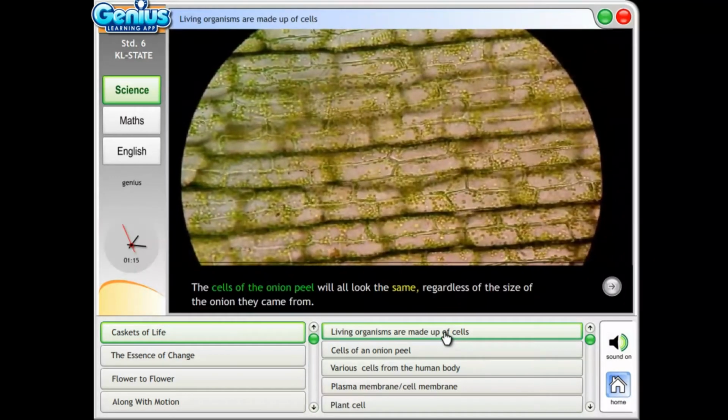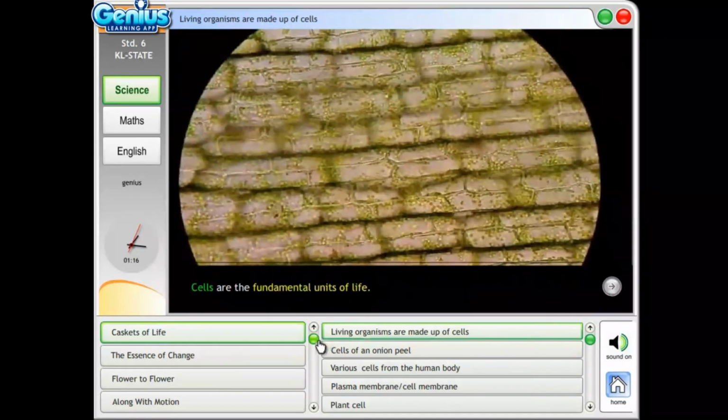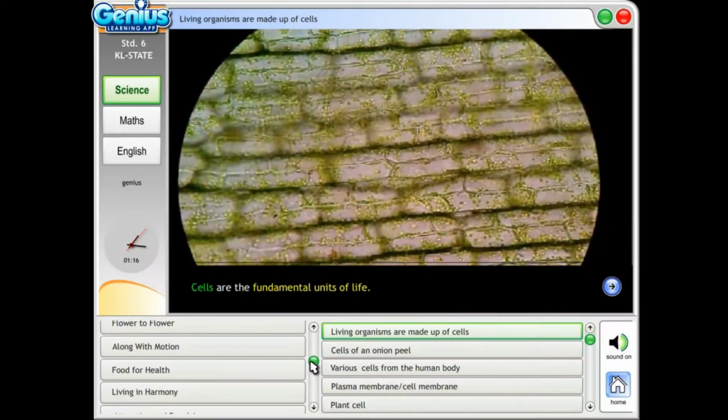Living organisms are made up of cells. The cells of the onion peel will all look the same, regardless of the size of the onion they came from. Cells are the fundamental units of life.